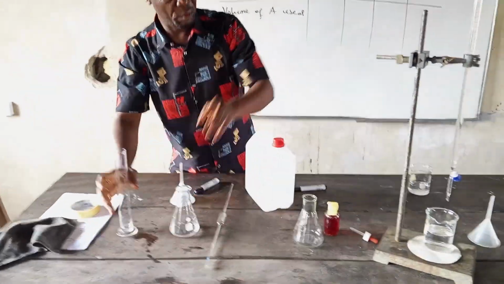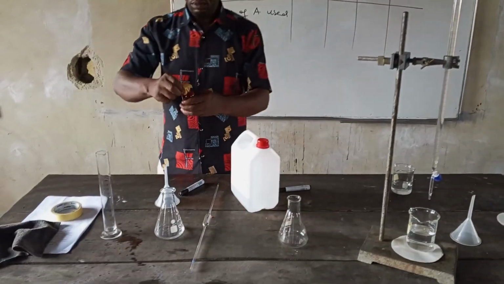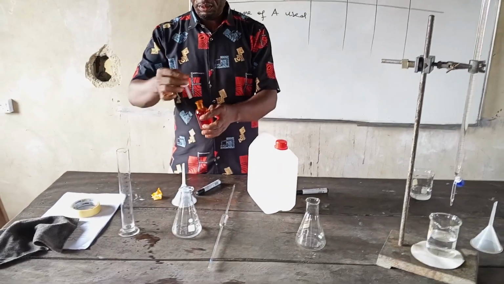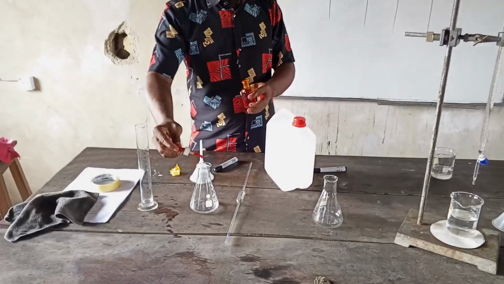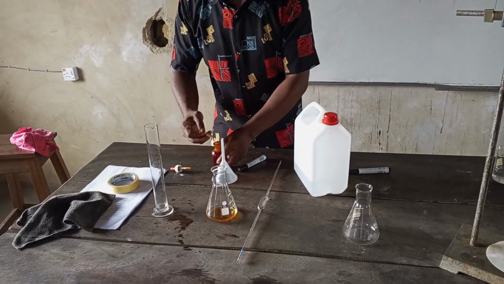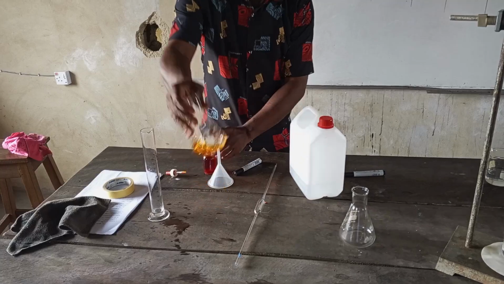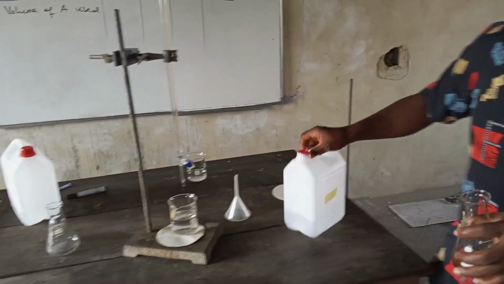Having done that, this is methyl orange indicator. So I'll get my indicator. Just add 2 drops. It's okay. Then shake this to ensure a homogeneous mixture.